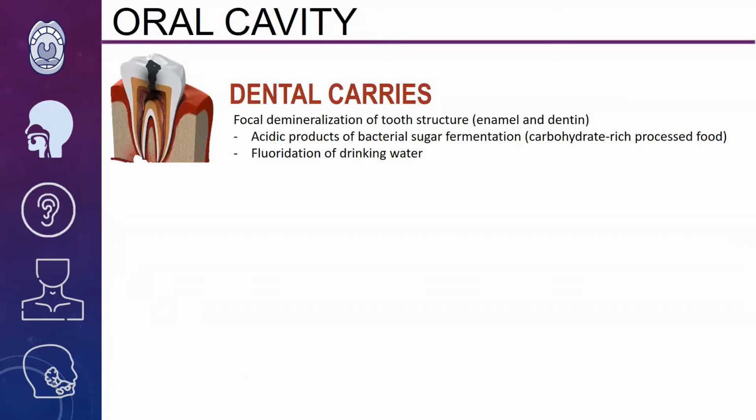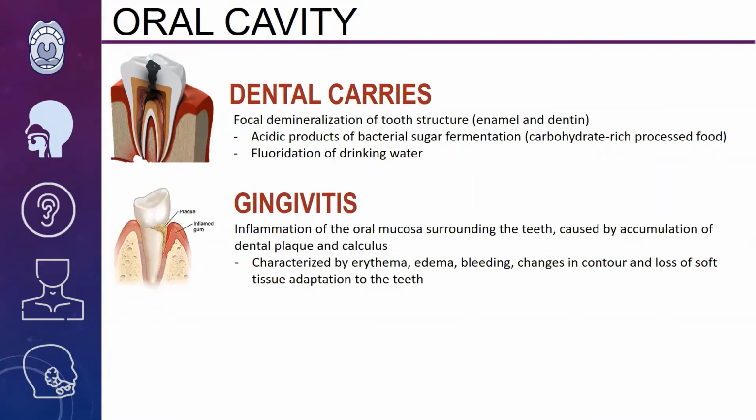Dental caries are caused by focal demineralization of tooth structure by acidic products of bacterial sugar fermentation and fluoridation of drinking water. Gingivitis is the inflammation of the oral mucosa surrounding the teeth caused by accumulation of dental plaque and calculus. It may occur at any age, but is most prevalent and severe in adolescence.